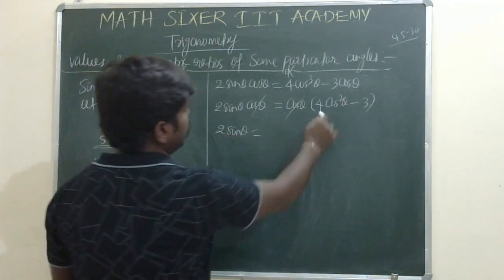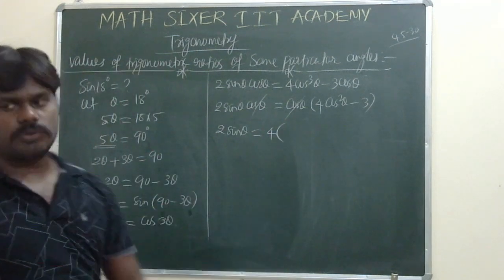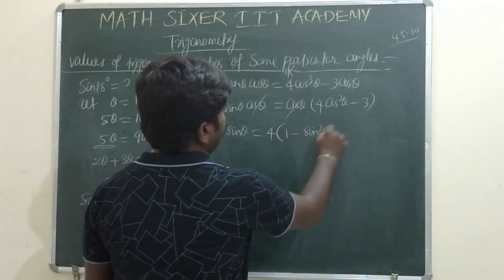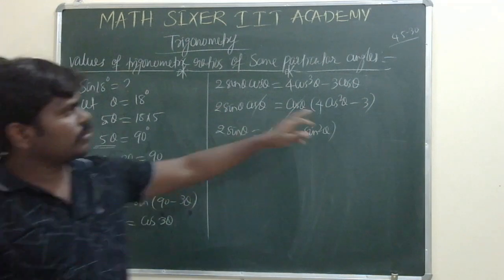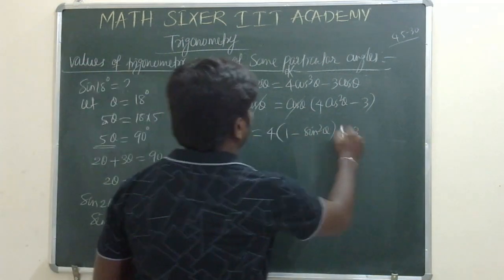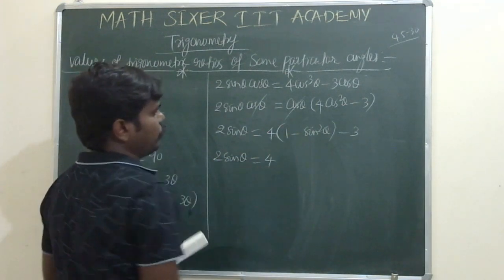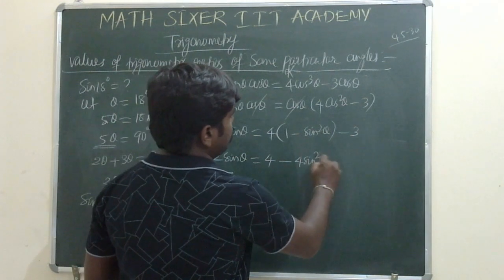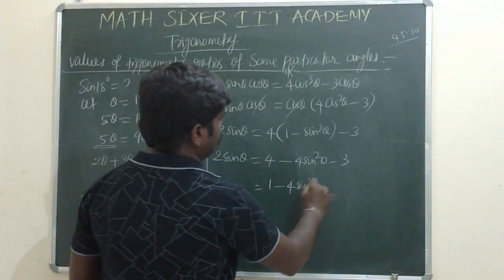So 2 sin theta is equal to 4 cos square theta minus 3. So convert everything into sine, so that we can get it by using the first identity, that is sin square theta plus cos square theta is equal to 1. So cos square theta is equal to 1 minus sin square theta. So here 2 sin theta is equal to, when you multiply with 4, 4 into 1 is 4, minus 4 sin square theta, minus 3. So 4 minus 3 is 1, 1 minus 4 sin square theta is equal to 2 sin theta.